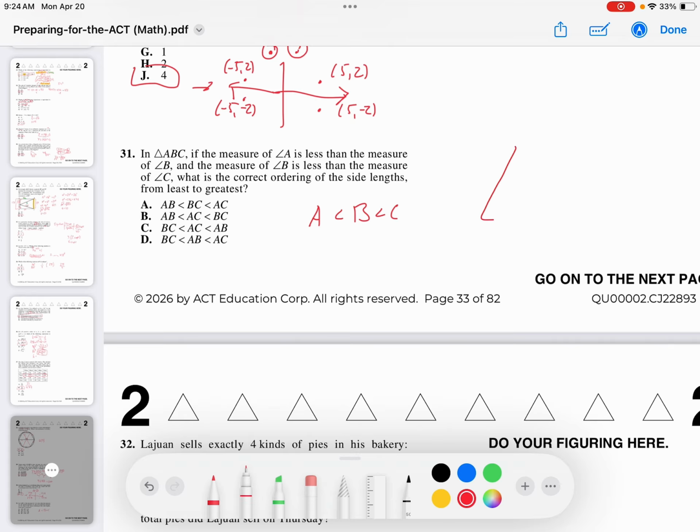So let's say I've got a triangle. I've got A, B, and C. If angle A is the smallest, then this would have to be the smallest side. And then if angle C is the biggest, then this would have to be the biggest side, because the angles affect the side opposite of them. So then BC would have to be the smallest. AB would have to be the biggest, so it should be C.